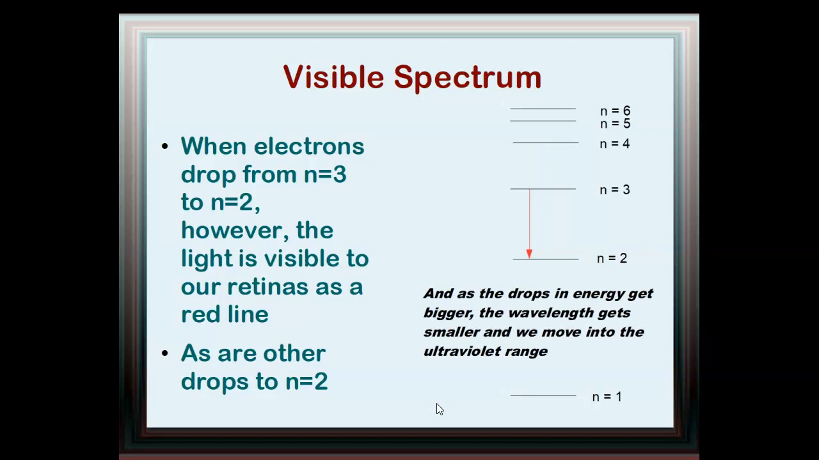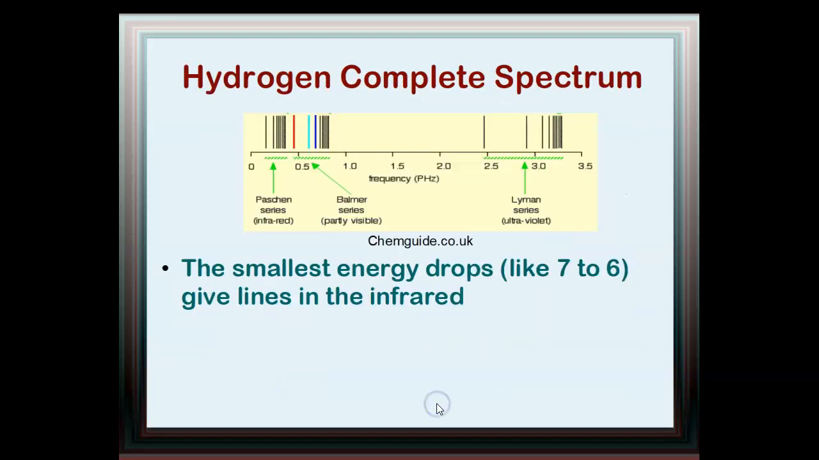As the drops in energy get bigger, the wavelength gets smaller, the energy increases, and we move into the ultraviolet range. That gives us more lines, as we'll see in a little while. The smallest energy drops, like 7 to 6, are going to give lines in the infrared range of the spectrum, which is to the left of the visible. So there is the set of infrared lines from hydrogen.